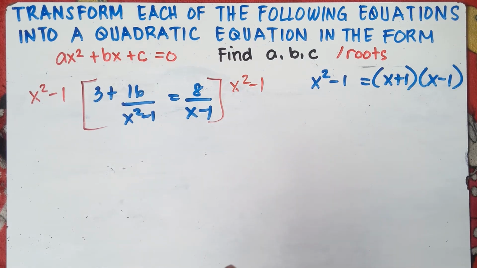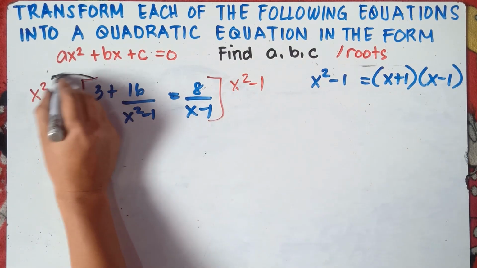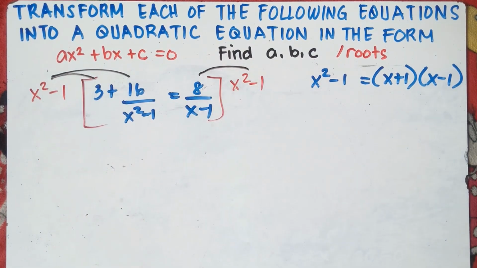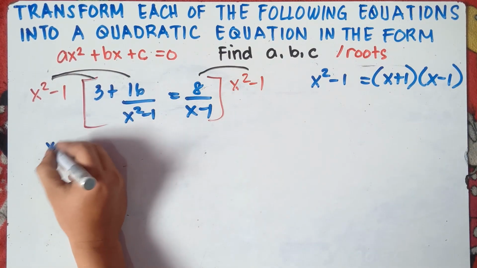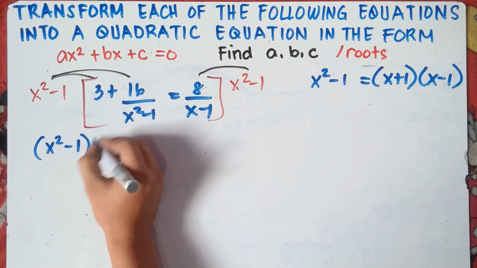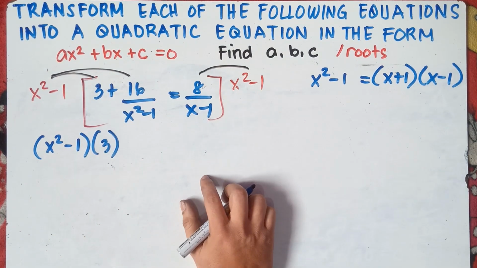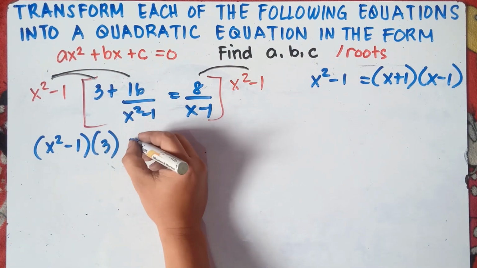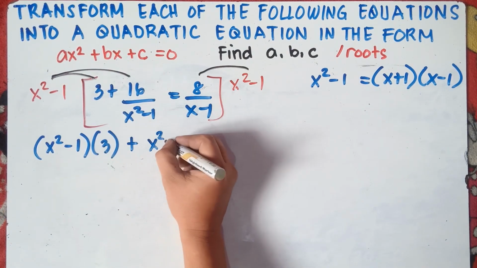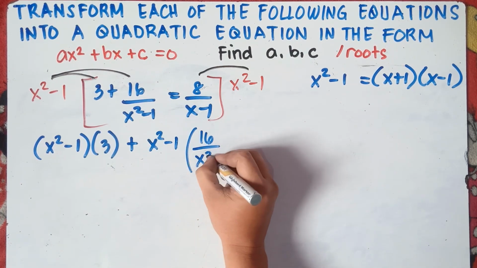So once you get the LCM, you can now distribute, class. Alright, distribute. You multiply. So this will be x squared minus 1 times 3. So copy. X squared minus 1 times 3. I hope you're still with me, class. You understand that one a while ago. Then you multiply this one, x squared minus 1 times this equation, plus x squared minus 1 times 16 over x squared minus 1.